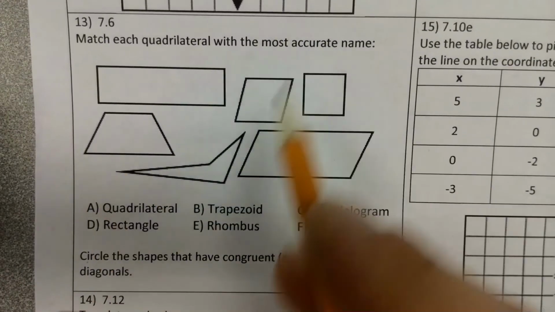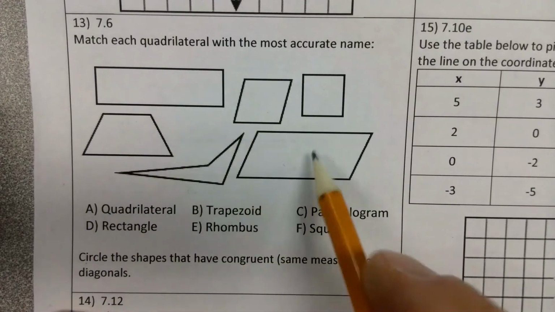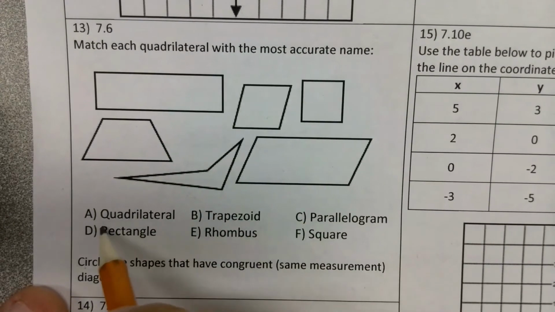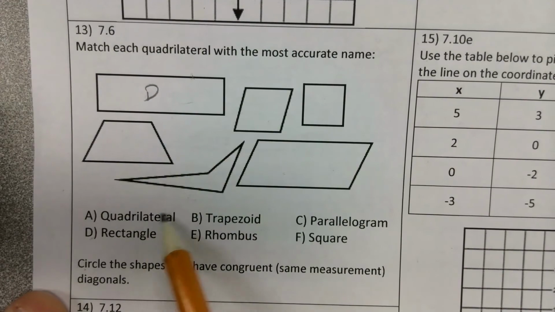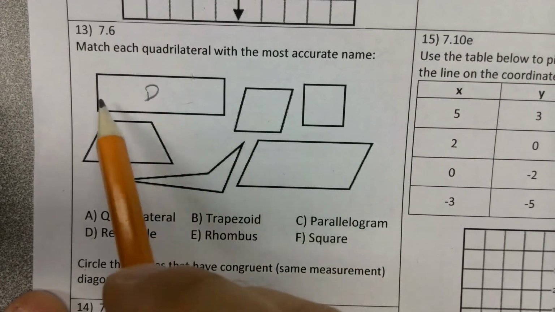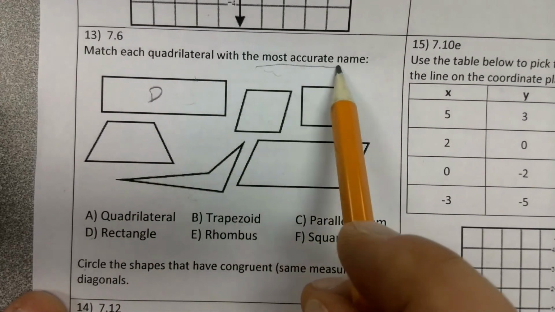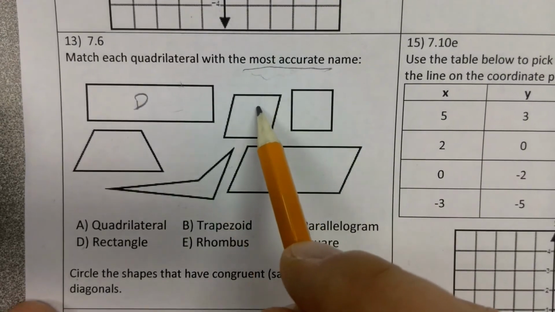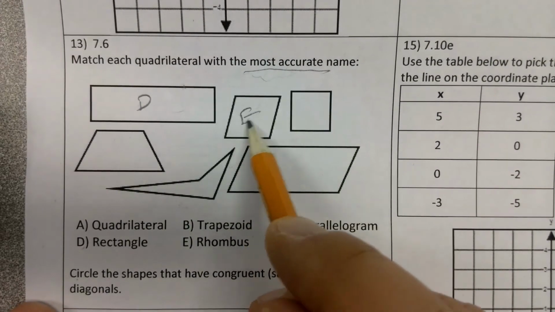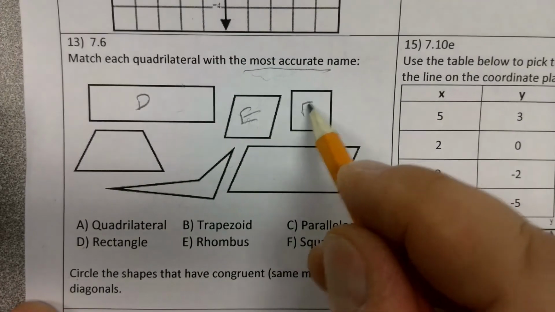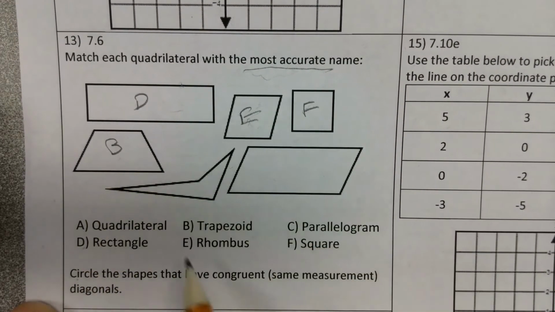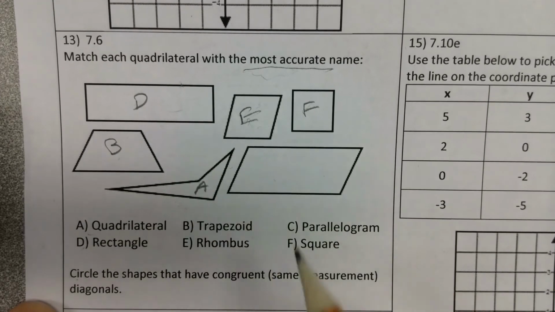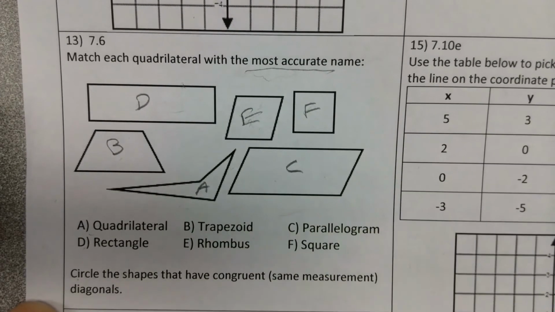Okay. Quadrilaterals with the most accurate name. So this is going to be a rectangle. Now it's also considered a quadrilateral and a parallelogram, but we're going with the most accurate name right now. This would be a rhombus. This would be a square. This would be a trapezoid. This would be a quadrilateral. This would be a parallelogram.